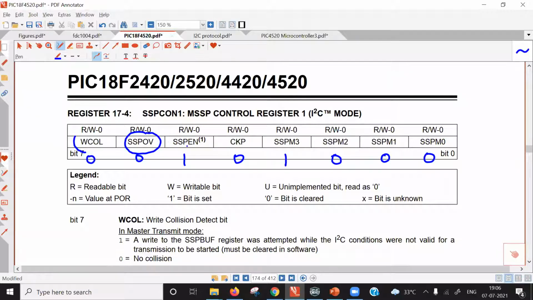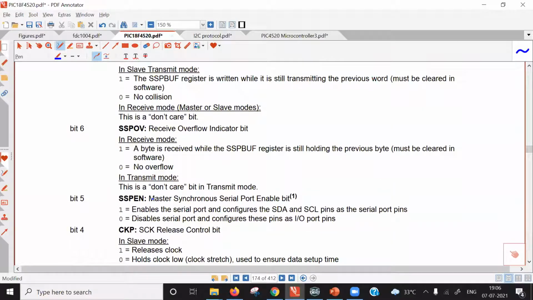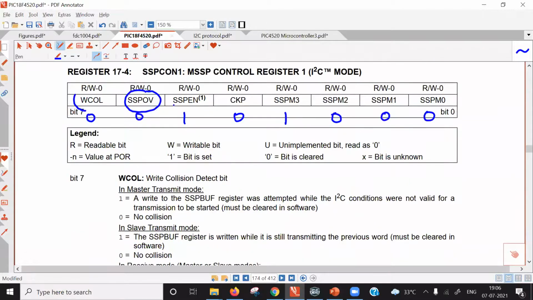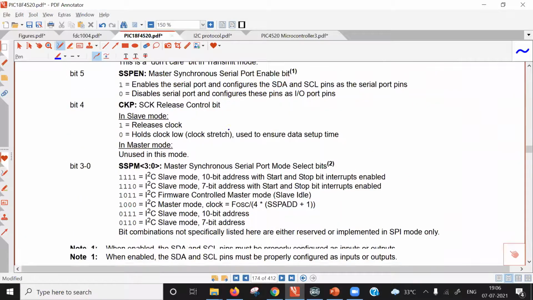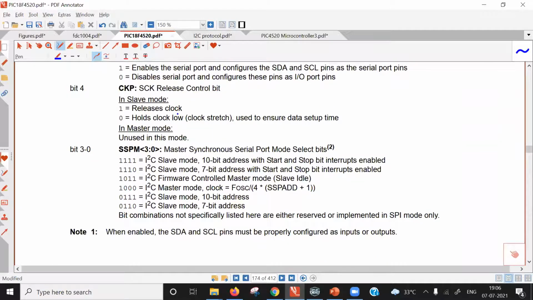Third bit is SSPEN, the SSP enable bit. This bit must be enabled, otherwise this MSSP module will not be enabled for I2C operation. So this bit must be 1. Its meaning is given here: SSPEN, master synchronous serial port enable bit. Master synchronous serial port module will be enabled or disabled with the help of this bit. When this bit is 1, MSSP module is enabled. However, whether you want to configure it for I2C protocol or SPI protocol, that is decided by other bits.